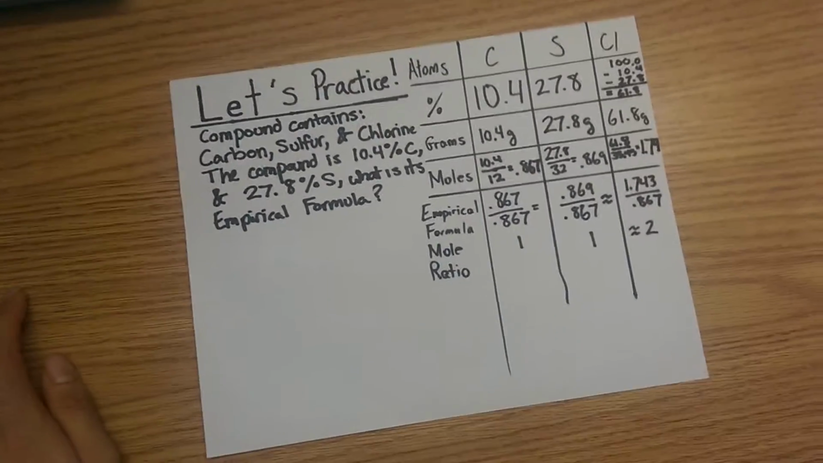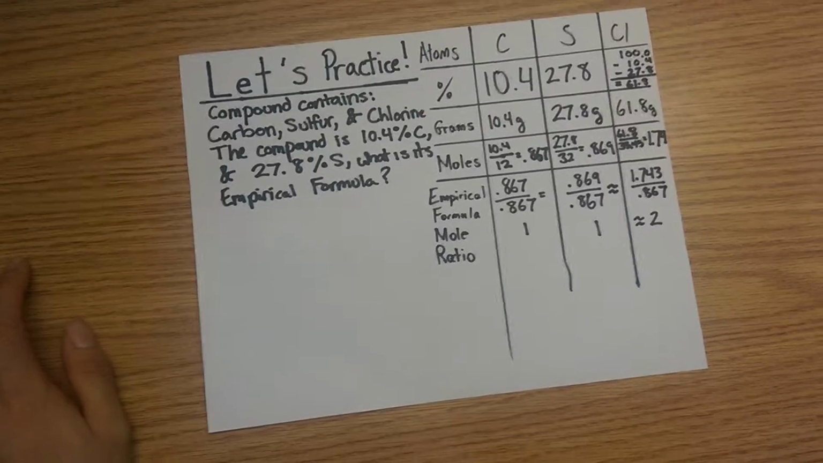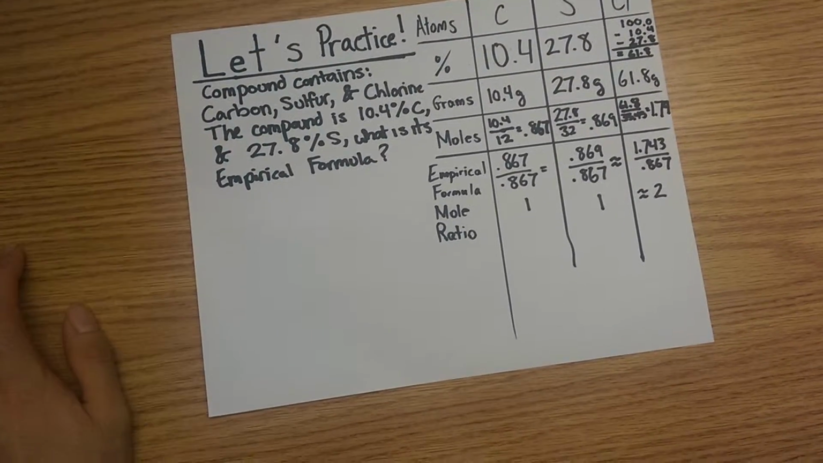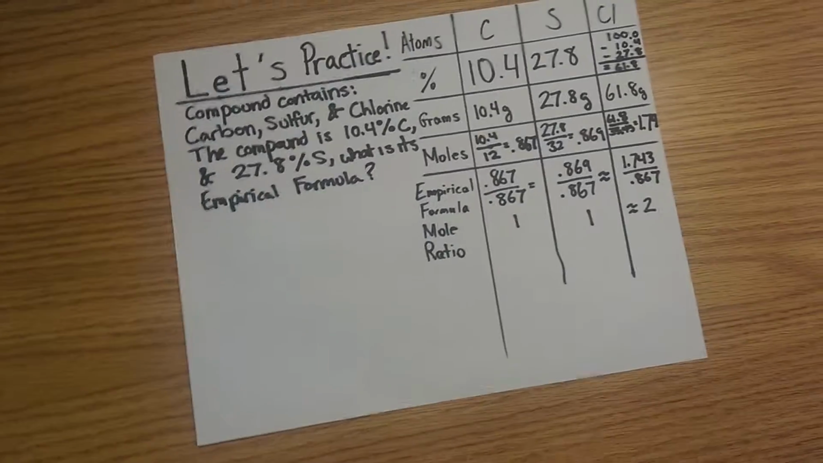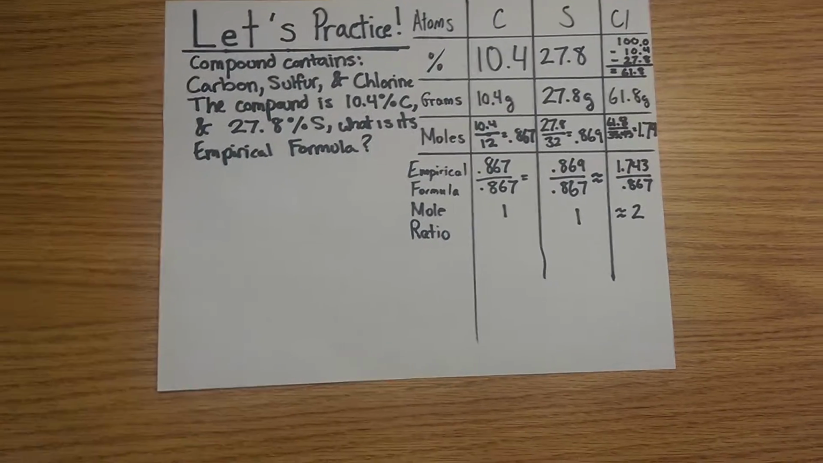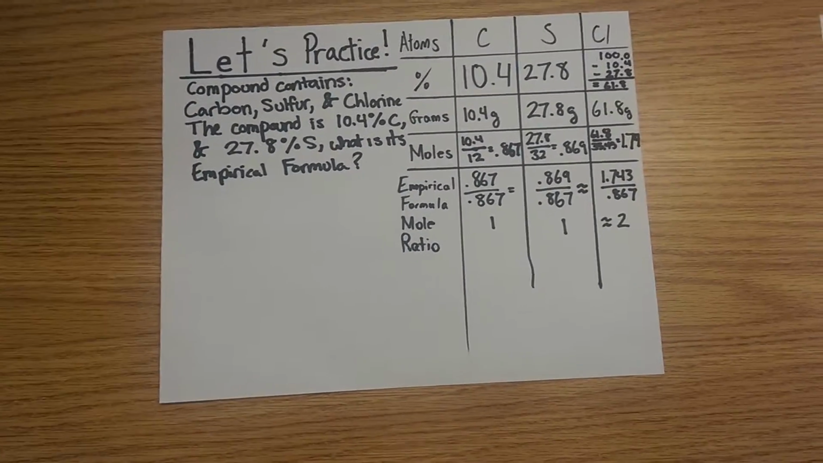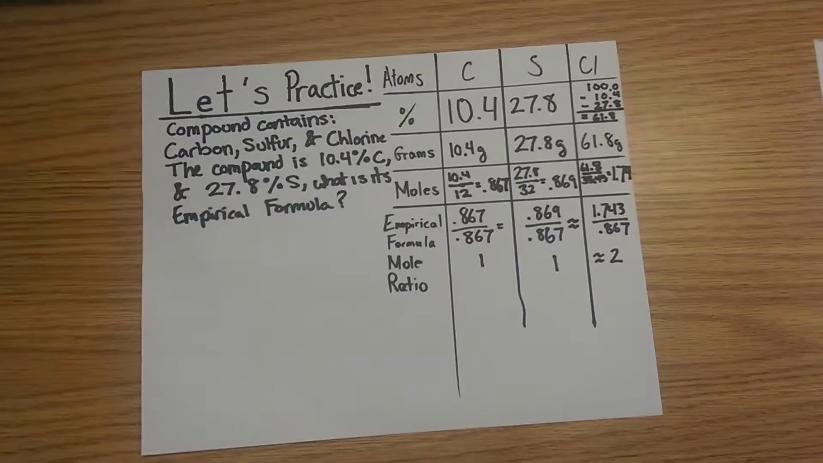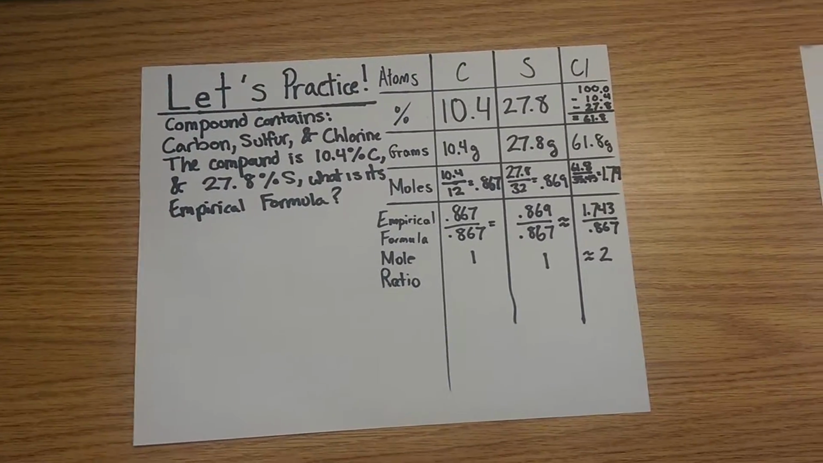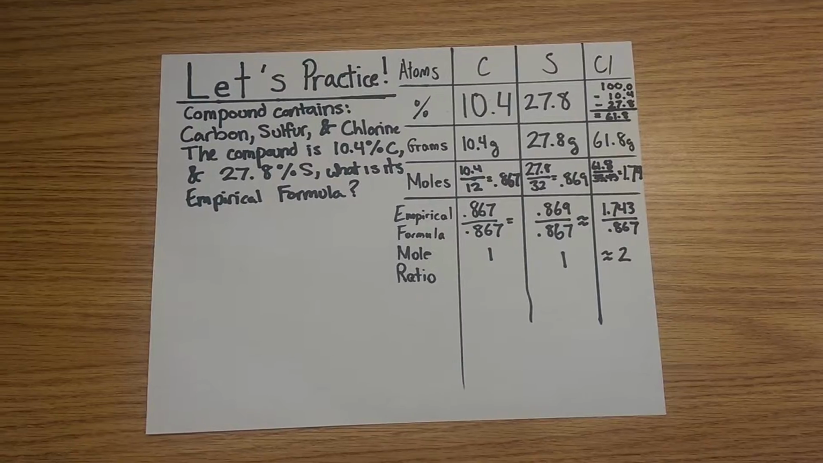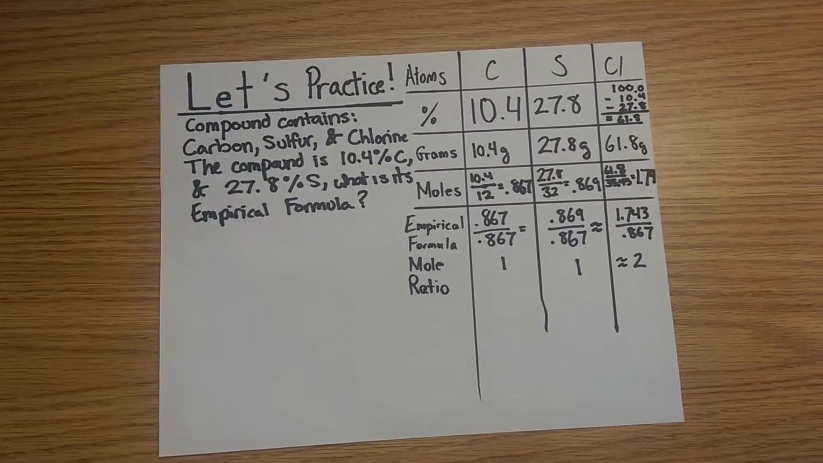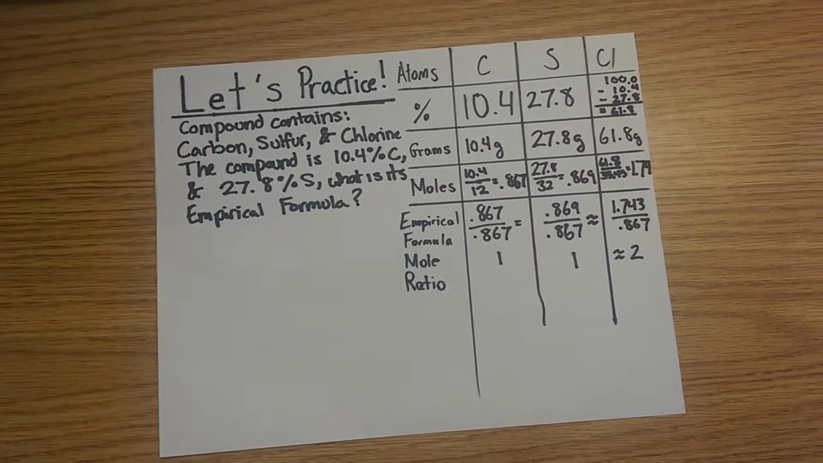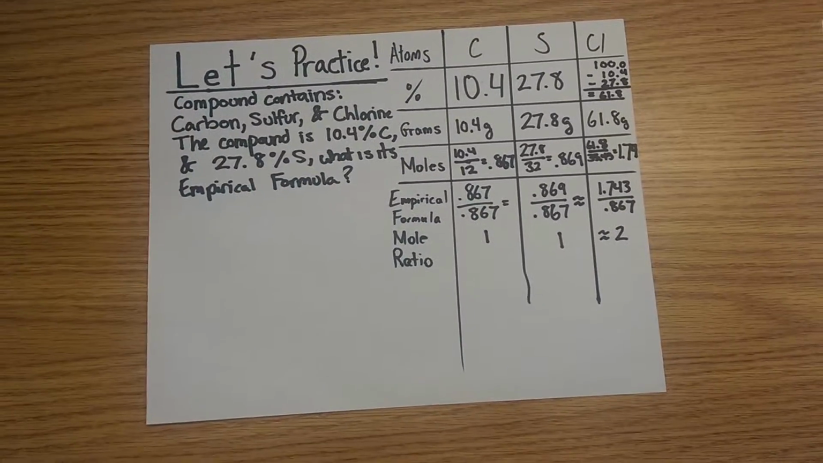Okay, now you want to solve for the amount of moles of each element. So you want to divide the amount of grams of each element by the molar mass. For example, you have 10.4 grams of carbon, you divide that by 12, which is the molar mass of carbon, and you get 0.867. You do the same for sulfur, so you do 27.8 divided by 32, and you get 0.869. Then you do 61.8 divided by 35.45 for chlorine, and you get 1.74.